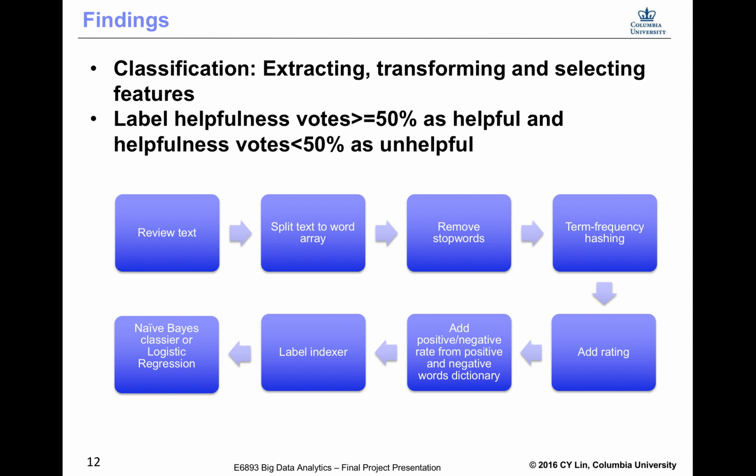And then we come to the classification method. We build a Spark pipeline to do our project, where the input is review data of our text. We split the text into word arrays and remove stop words, use term frequency hashing, add rating features, add positive and negative rates from positive and negative word dictionaries, and do label indexing. Then we tried both a naive Bayes classifier and a logistic regression classifier.